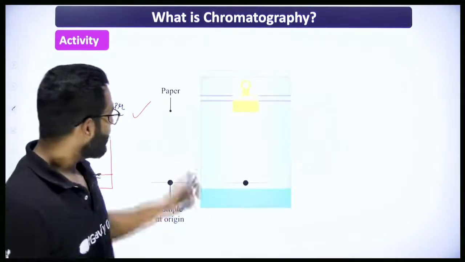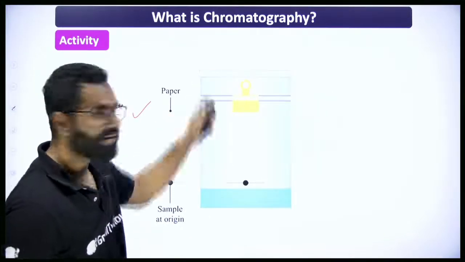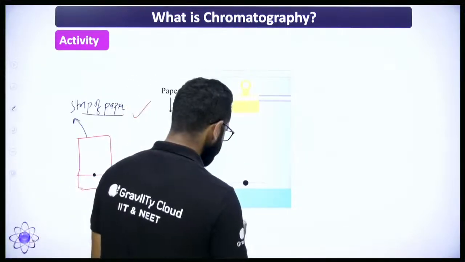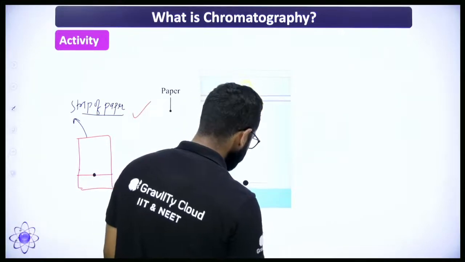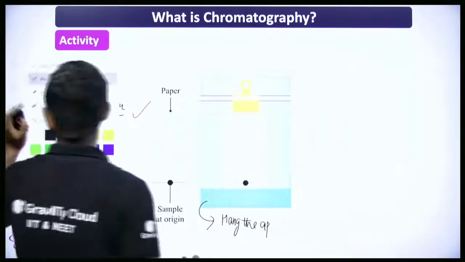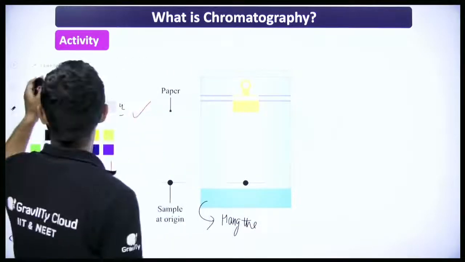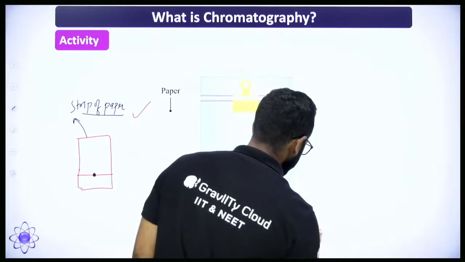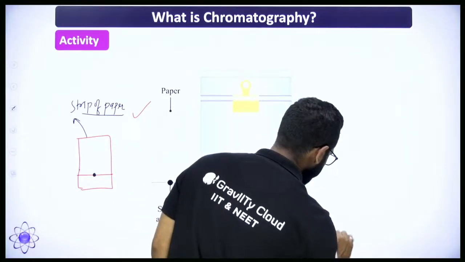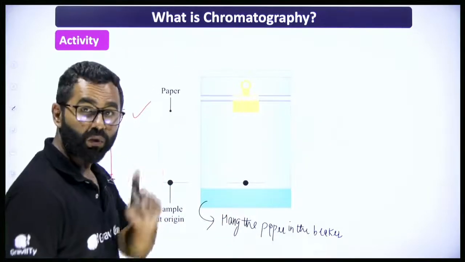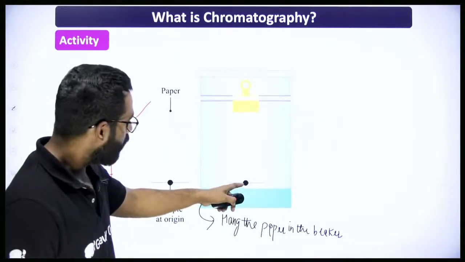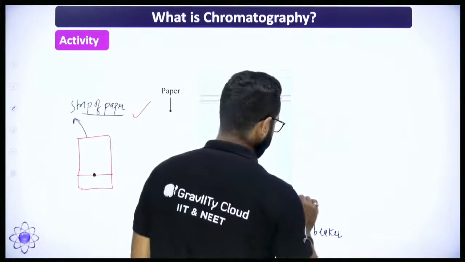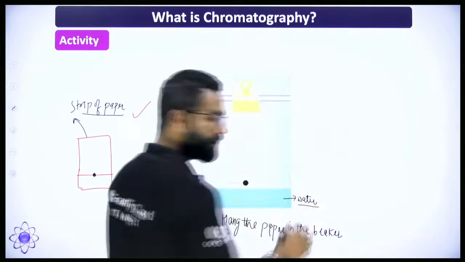Now take this paper and hang it in the beaker. What I'm doing here is hanging the paper in the beaker, like this. But make sure the dot is just above the water. Let's say this is my water, this blue color is water.